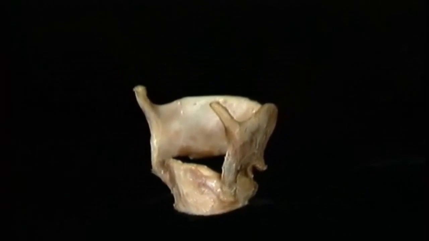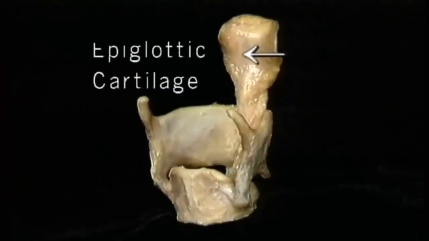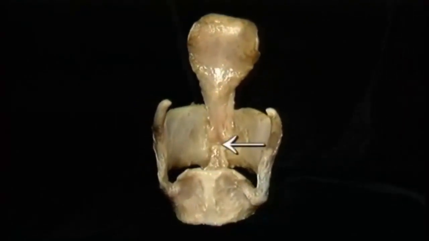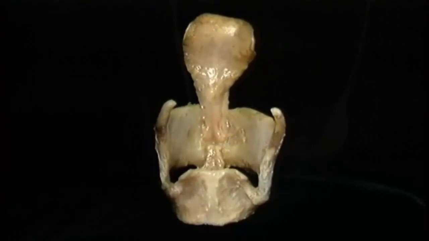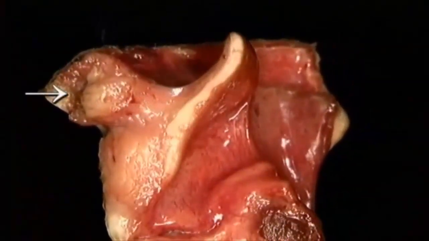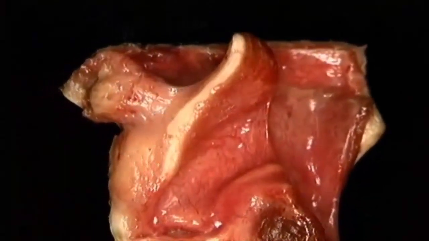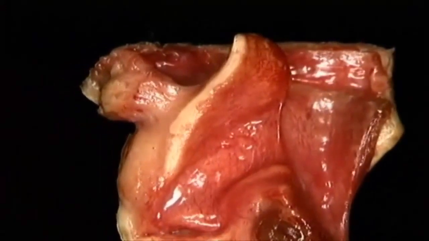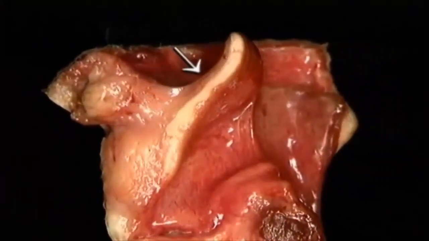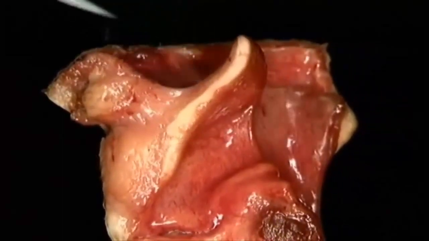Now we'll add the epiglottic cartilage to the picture. The epiglottic cartilage is shaped like a leaf, with a slender stem that's attached here to the thyroid cartilage. The epiglottic cartilage is also attached to the body of the hyoid bone by fibrous tissue that runs through this pad of fat. The epiglottic cartilage is covered by mucous membrane here on the back and on the front down to here. The epiglottic cartilage is highly flexible.